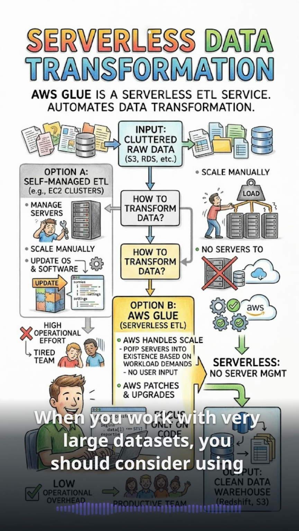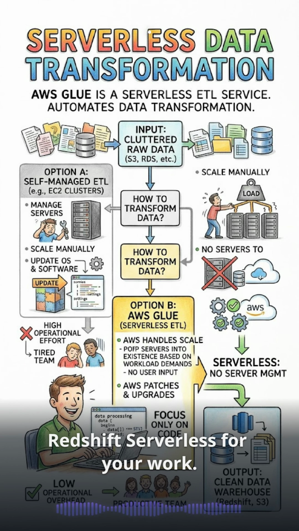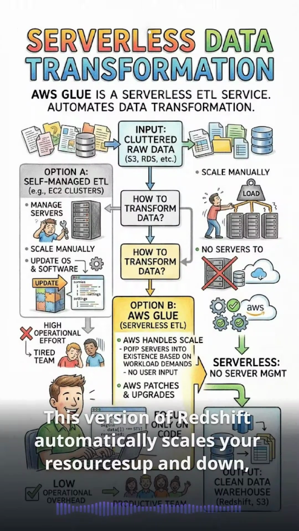When you work with very large datasets, you should consider using Amazon Redshift Serverless for your work. This version of Redshift automatically scales your resources up and down, based on how much work you do. You do not have to manage clusters, and you only pay for the compute time you actually use.